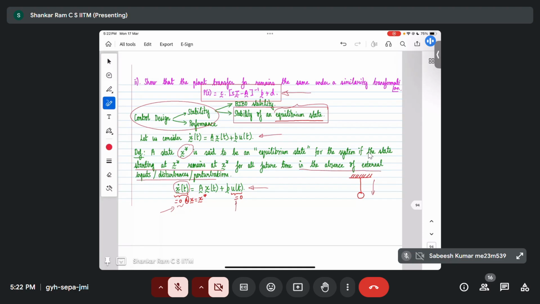That means u is also 0. So what will happen to this equation? The left-hand side is 0. The second term on the right-hand side is 0. So what do you think will happen to this equation?